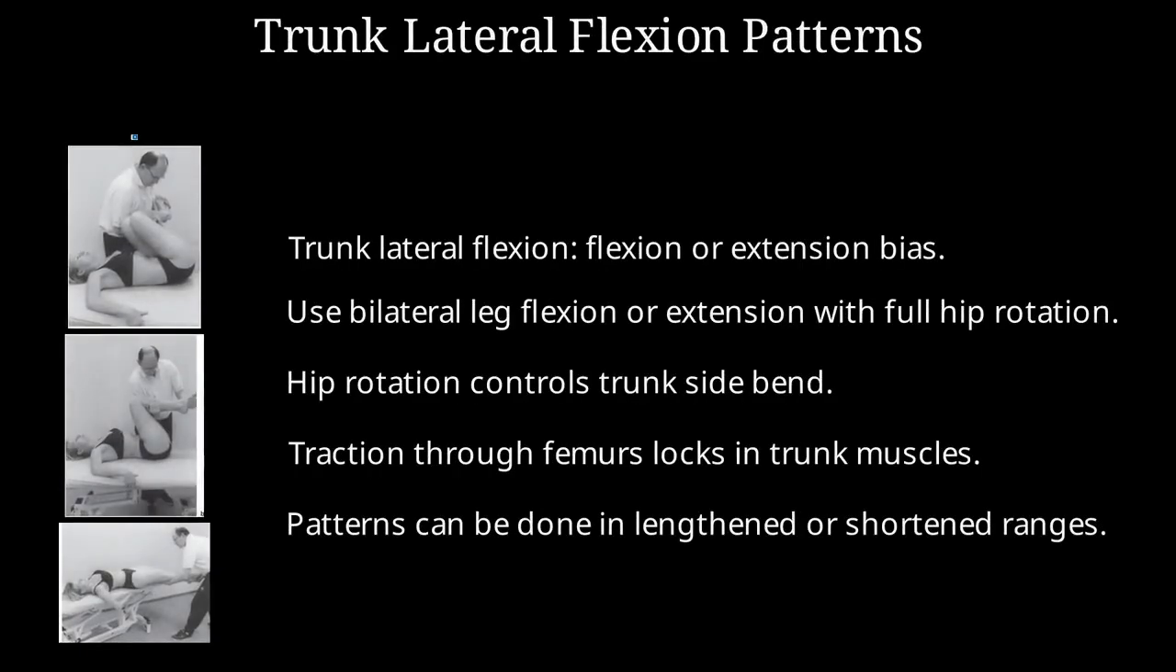Trunk lateral flexion can be performed with either a flexion or extension bias. The therapist uses bilateral leg flexion or extension patterns with full hip rotation. Hip rotation controls the trunk side bend, and traction through the femurs locks in the trunk muscles. These patterns can be performed in both lengthened and shortened ranges.